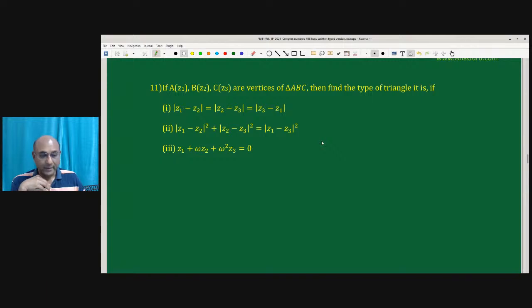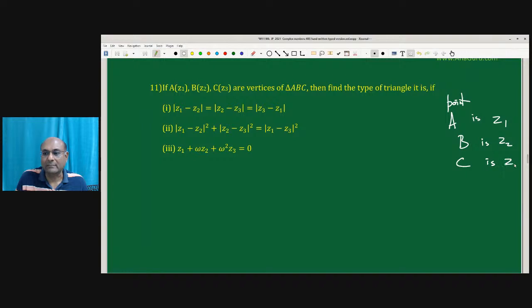11th question. I've told you A is Z1. This is not A of Z1. Point A is represented by Z1. Point B is Z2. Point C is Z3. Complex representations are these. So ABC forms a triangle. You don't want to say Z1, Z2, Z3 forms a triangle because that looks like multiplication. You could have said that, but okay. Find the type of triangle if this happens, this happens, this happens.